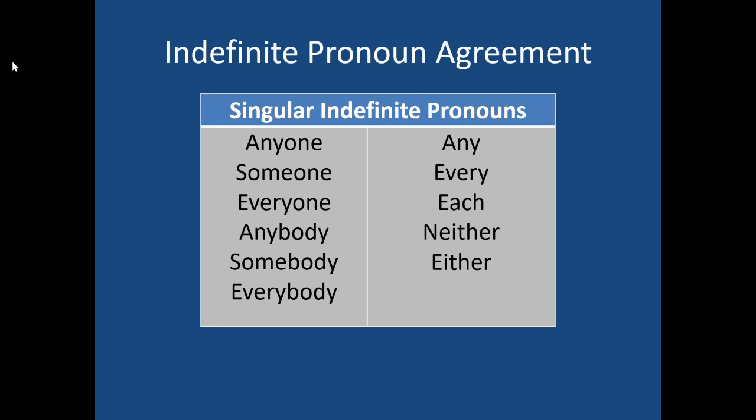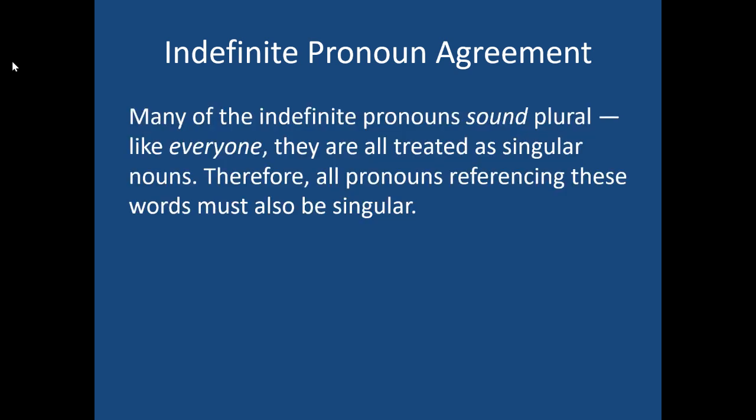They're kind of ambiguous. So the singular indefinite pronouns are anyone, someone, everyone, anybody, somebody, everybody, any, every, each, neither, and either. These are all singular indefinite pronouns. Many of these indefinite pronouns sound plural. Let's take the word everyone, for example. Well, everyone sounds pretty plural to me, but it's treated as a singular pronoun in the English language. So therefore, all pronouns that are referencing these kinds of words must also be singular.